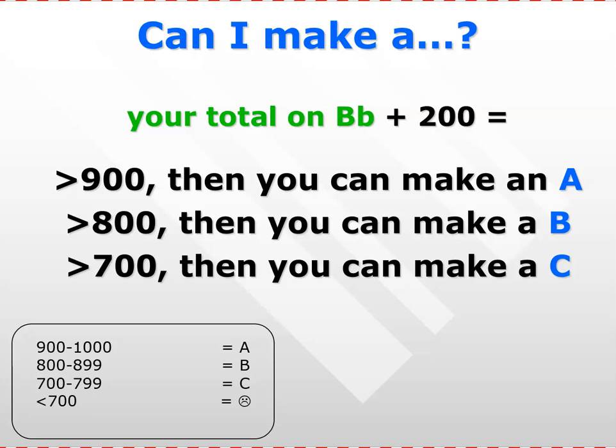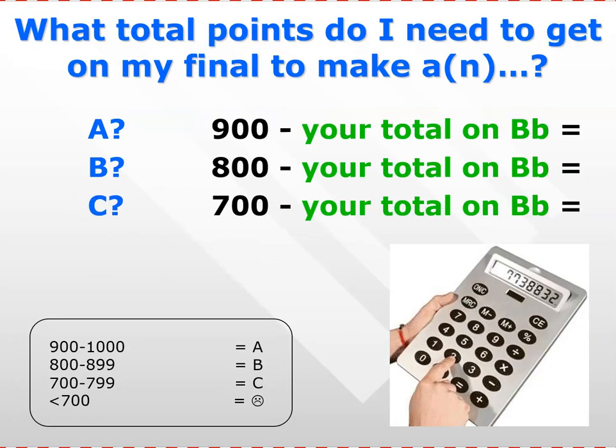So say you learn, okay, I can make an A, I can make a C, I can pass the course. Then the next logical question is, specifically, how many points do I need to get on my final exam? Once again, the final is out of 200 points. So if you determine it is possible to make an A, here's what you do. 900 points, that's the minimum for an A.